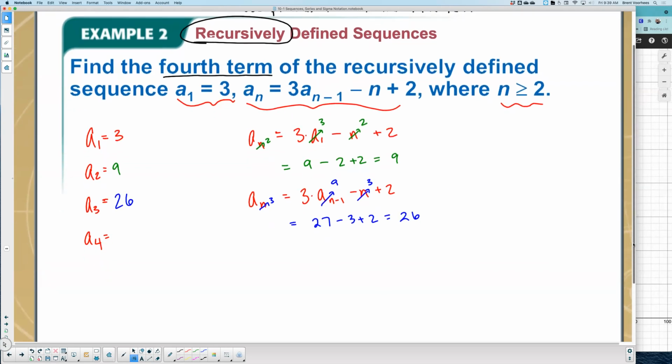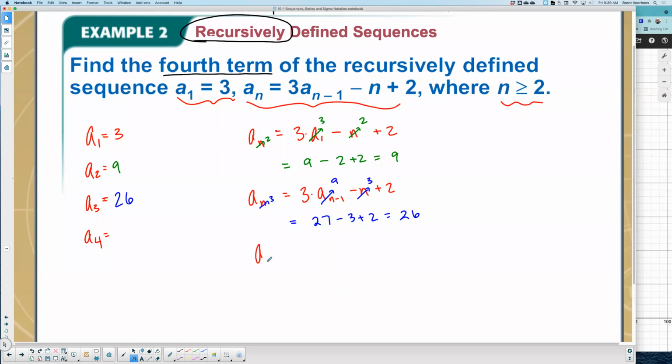So again, what I'm going to do is copy down my formula as it was given. A sub n equals 3 times A sub n minus 1, minus n, plus 2. And we're going to substitute. So in this case, n is what number? 4. n is 4. This is the fourth term. So n is 4 this time. What is A sub 4 minus 1 going to equal? A sub 3, which is 26. This is now a 26 here.